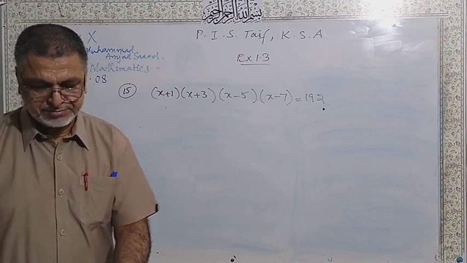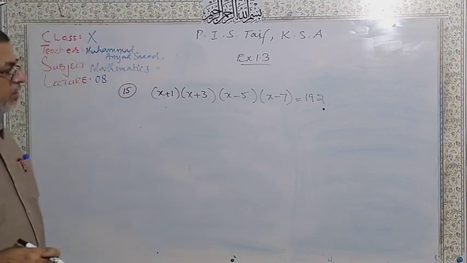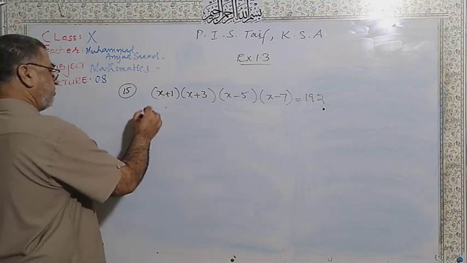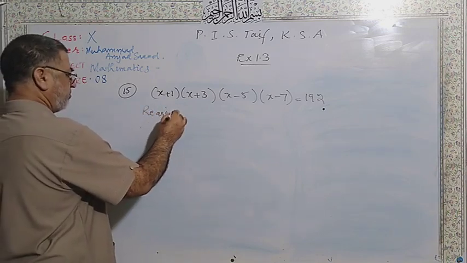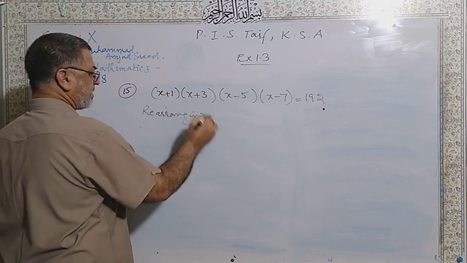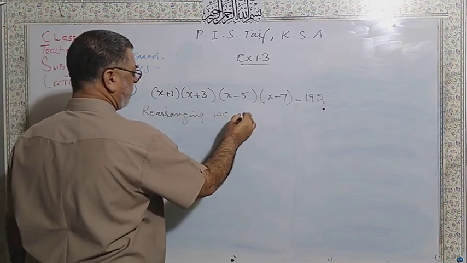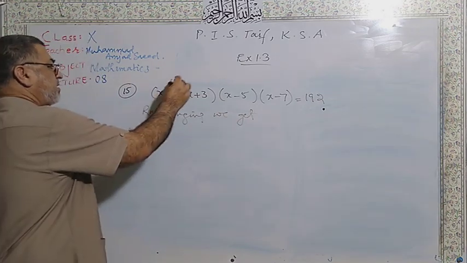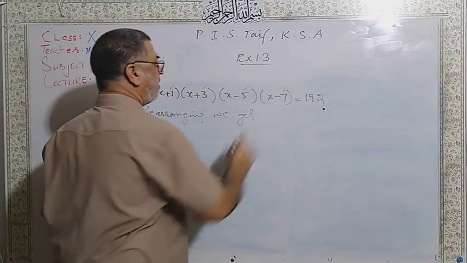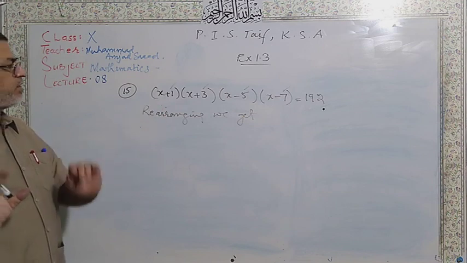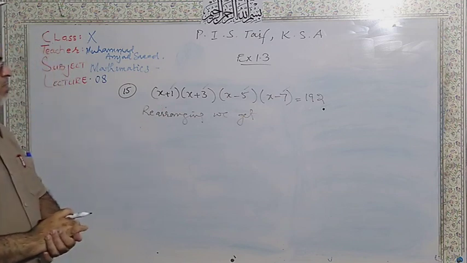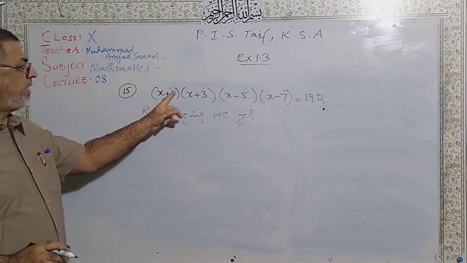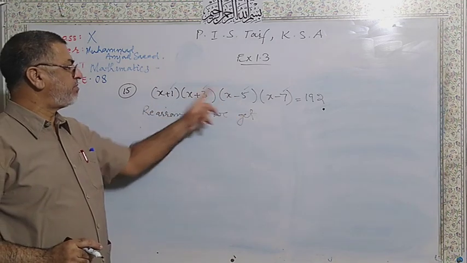Dear students, first of all, we will rearrange the brackets in such a way that these constants are added and subtracted to get the same number. For example, plus 1 and minus 5, you will get minus 4.